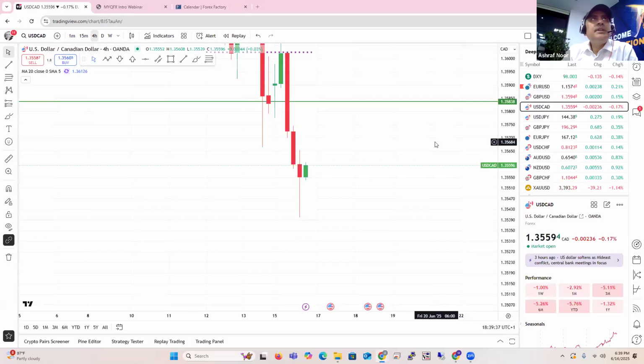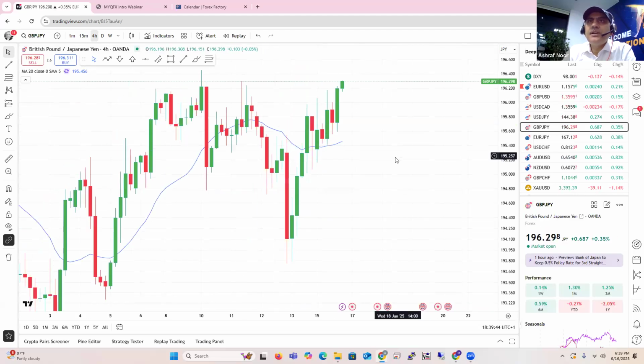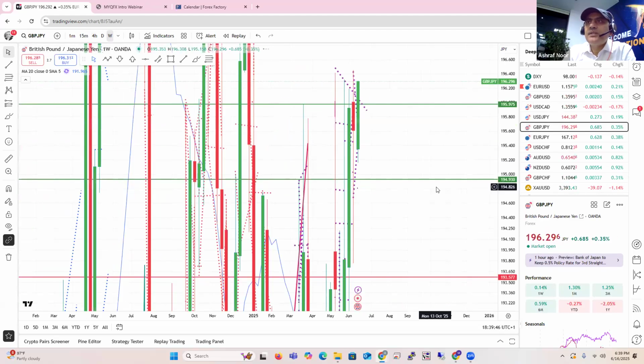Okay, so now let's talk about my favorite pair, which is the pound yen. Let's look at the pound yen. Let's look at the weekly chart. Let's see what's happening here.